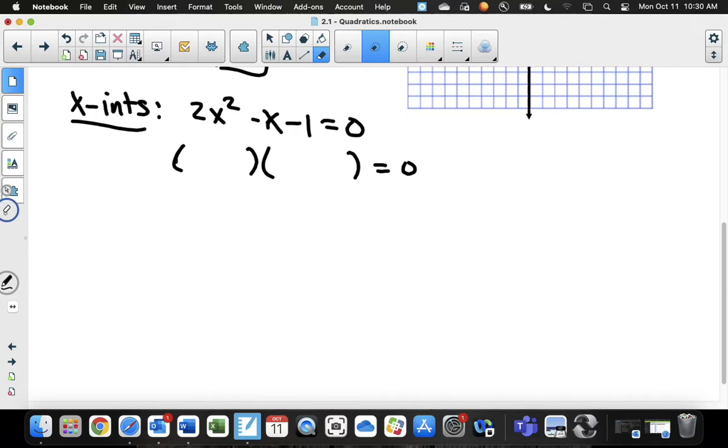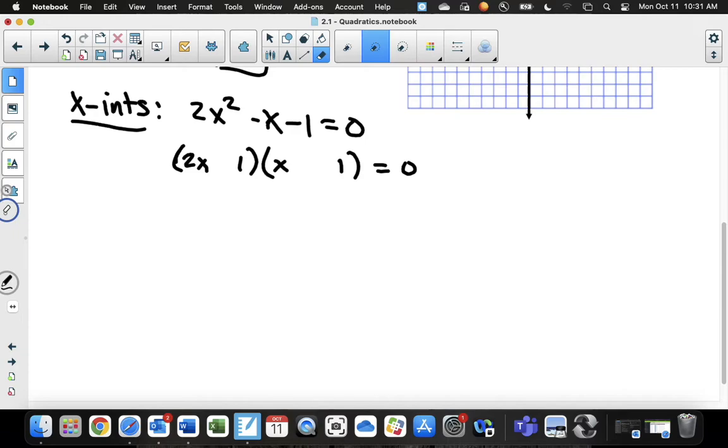So let's start at the beginning. Factors of 2x squared are 2x and x. Okay. Then we go to the other end. Factors of your constant term, in this case, have to be 1 and 1, because those are the only factors that give you 1. And now we need to check for signs.